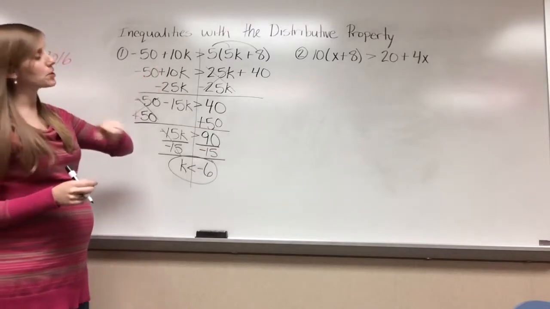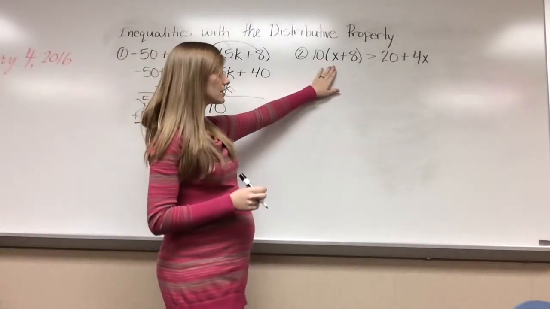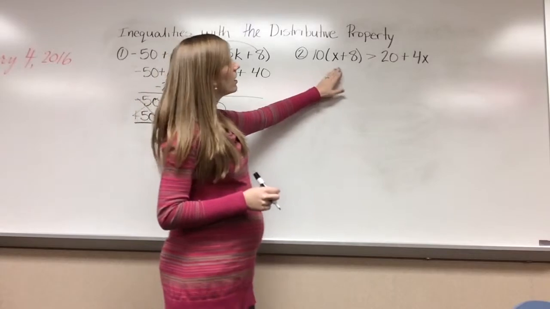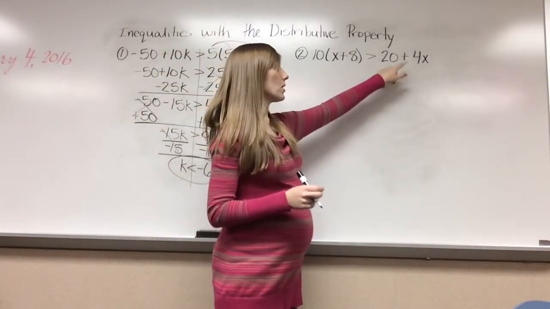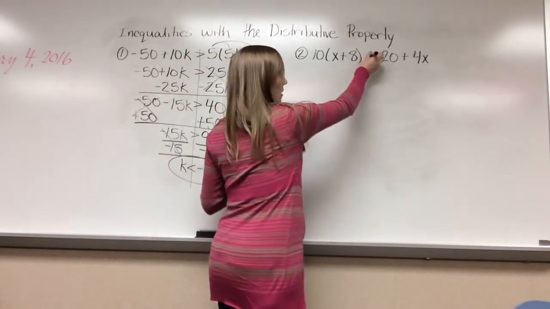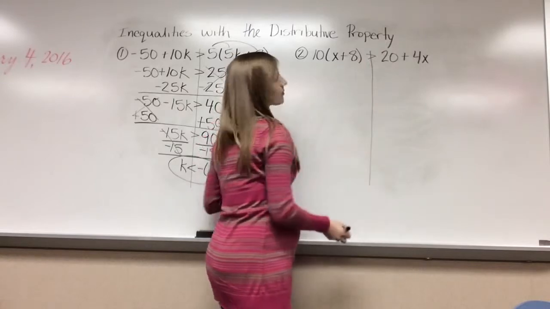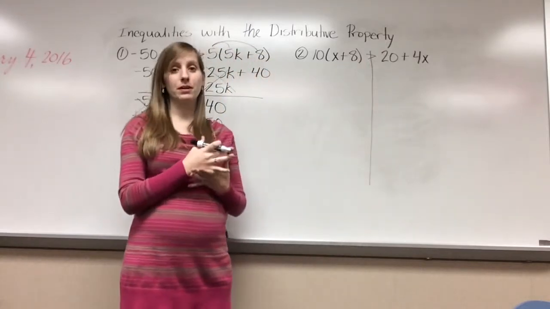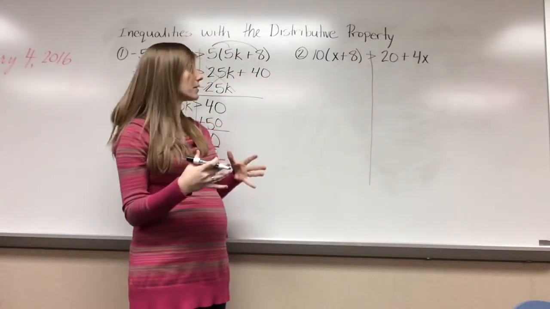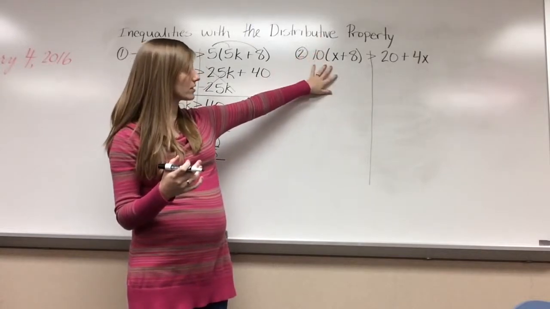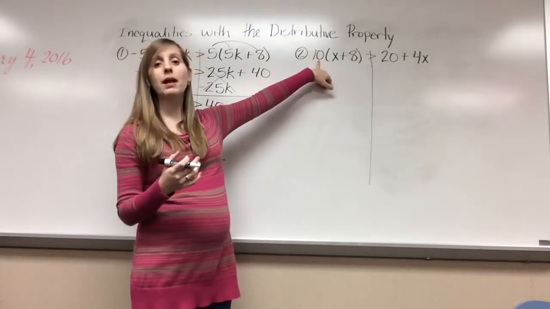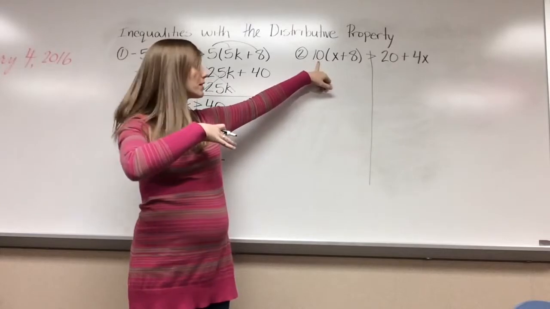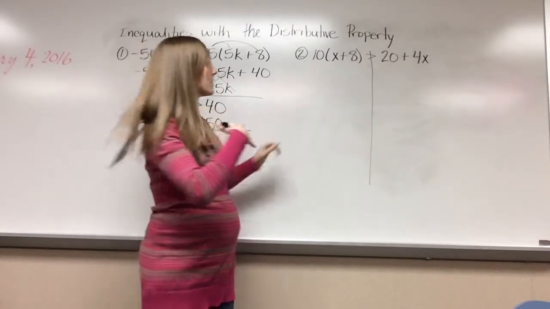For problem number 2, we have 10 and then parentheses, x plus 8, is greater than 20 plus 4x. I'm going to draw my line through the inequality sign. You need to get rid of those parentheses first. Okay, so to get rid of the parentheses, they're right here on the left-hand side, you're going to multiply by the number outside of the parentheses. So I'm going to multiply by that 10.